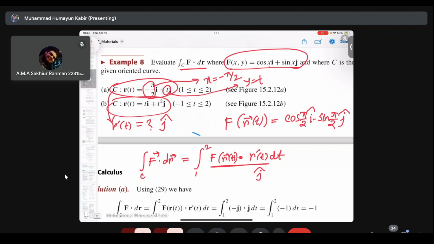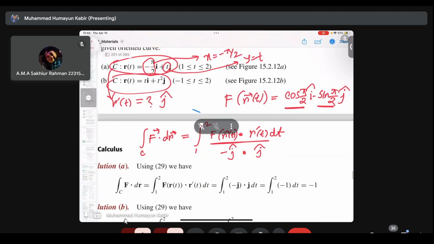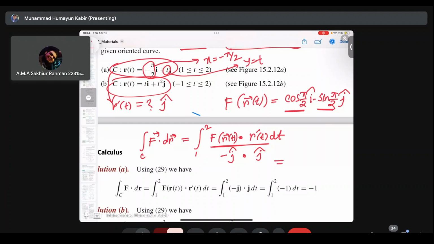Now tell me what is the value of F? Come on. Cos pi by 2 equal to what? 0. And sine pi by 2 equal to? 1. So you must have minus j. So what is the dot product of j and j? 1. So you must have this one, and integrate, you will get the value.